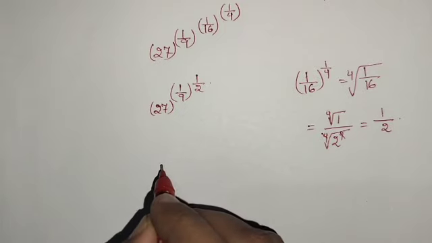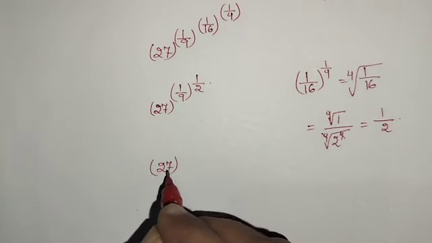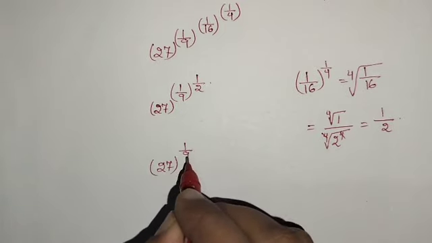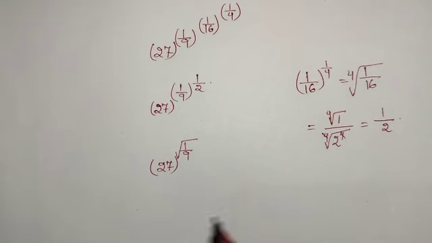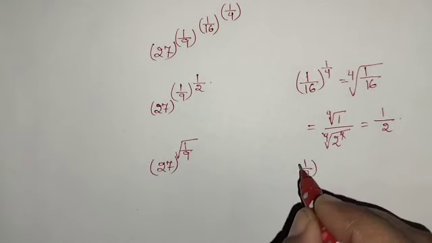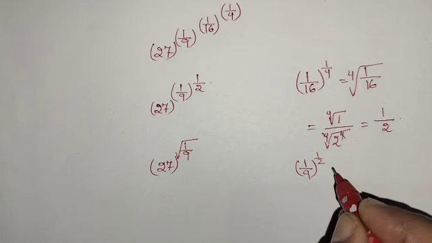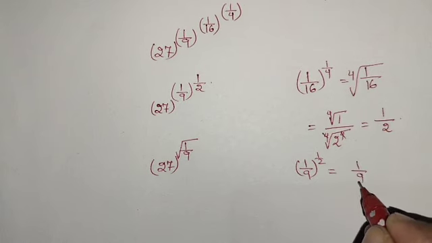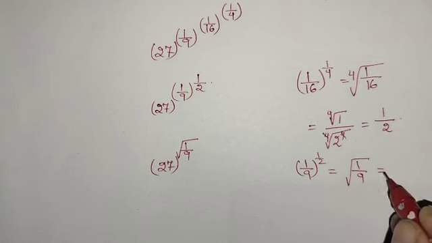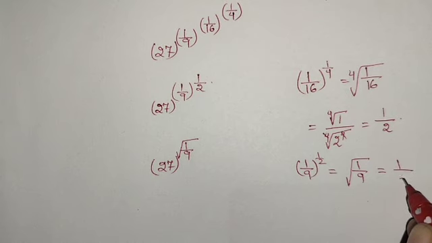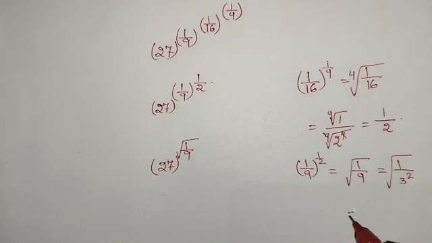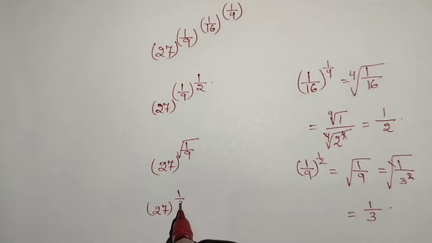Then the next step it is 27 to the power 1 by 9 root over. Why? Because 1 by 9 to the power 1 by 2 is equal to 1 by 9 root over. This is equal to 1 by 9, we split 3 square. Then here square and square root is cancelled. Then it is 1 by 3. Yes. Then 27 to the power 1 by 3.